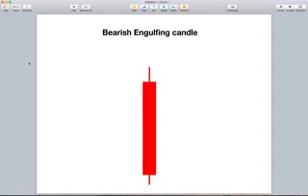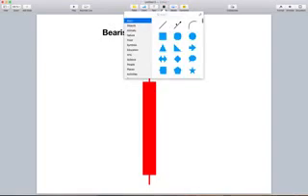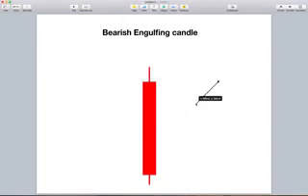So here we have a bearish engulfing candle. And what you will see straight out the bat is, for example, we have a top wick, right? And we have a bottom wick. Usually when you have a bearish engulfing candle, you don't want to have a wick, right? You just want it to be a complete candle with no wicks.